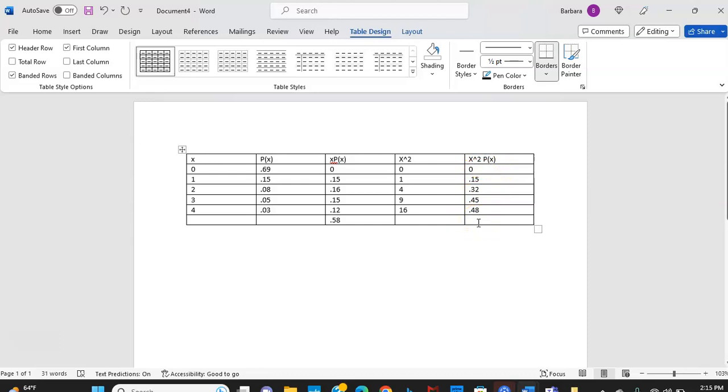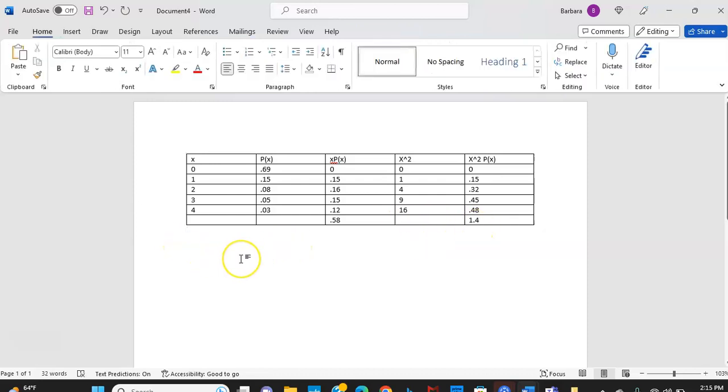Let me just put this into my calculator and we'll see what we've got here. 0.15 plus 0.32 plus 0.45 plus 0.48. That is 1.4. All right, so now what we do is we take what we got there, 1.4, and we subtract the mean squared. So let me square the mean. Let's see what 0.58 squared is. 0.3364.